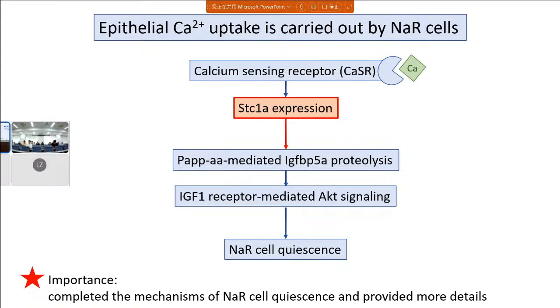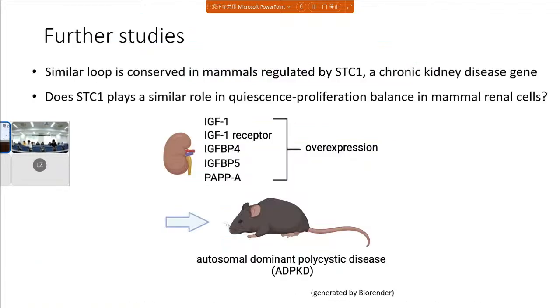So what's the importance of this study? It completed the mechanism of the NR cell quiescence, and it provides us more details about this cell quiescence and proliferation balance. Then now we can move on to further studies. In zebrafish, the STC1A mediates a series of pathways that lead to cell proliferation or quiescence and cause some abnormal phenotypes we mentioned before. For example, the deficiency of heart development, or there's a trouble about some cardiac muscle function.